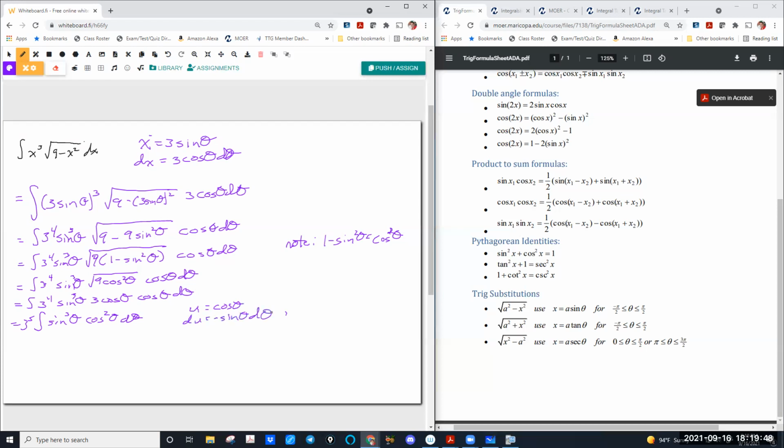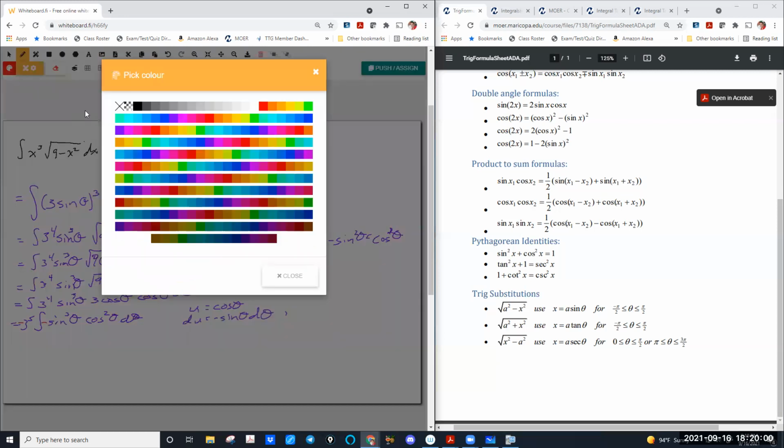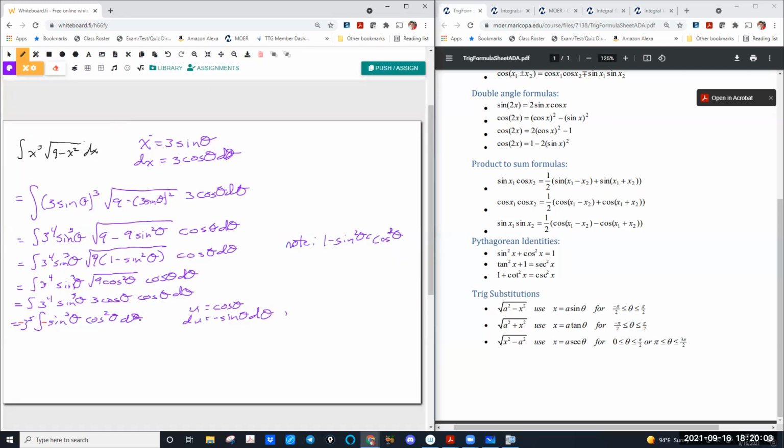du is negative sine theta d theta. So that is going to introduce a negative. I need a negative in here, so I'm going to put a negative out here. You just have to be aware of that. Now our substitution is very similar to last time. Remember, we're also going to use the fact that 1 minus sine squared is equal to cosine squared. Well, actually, technically, we're going to be using the fact that sine squared theta is equal to 1 minus cosine squared theta, because we're going to be doing that on this guy here. The extra sine, we use it for our trig sub.